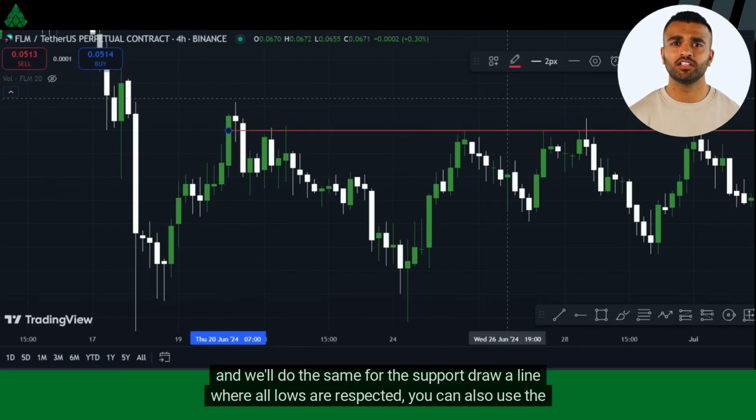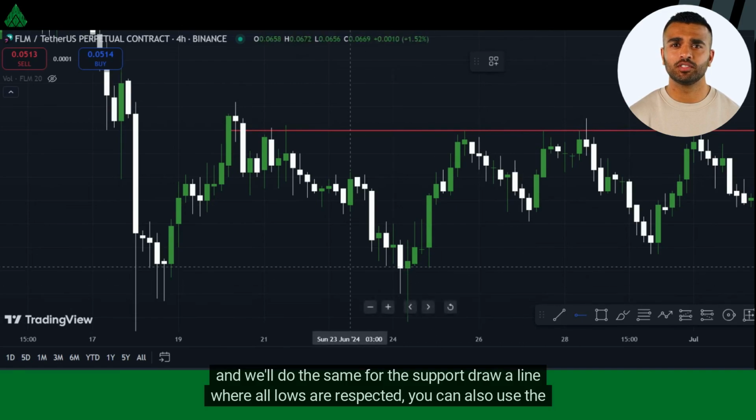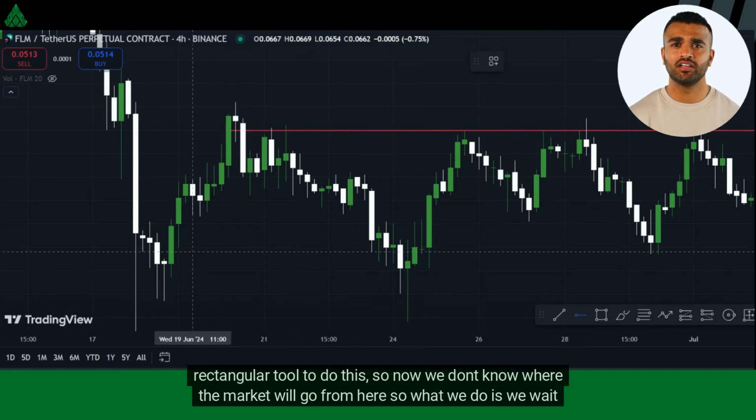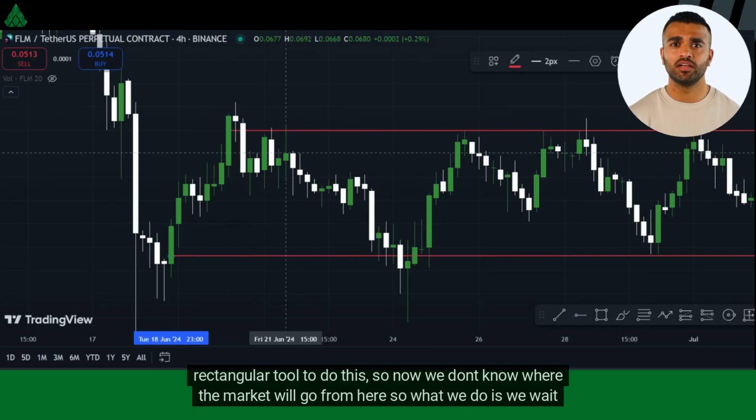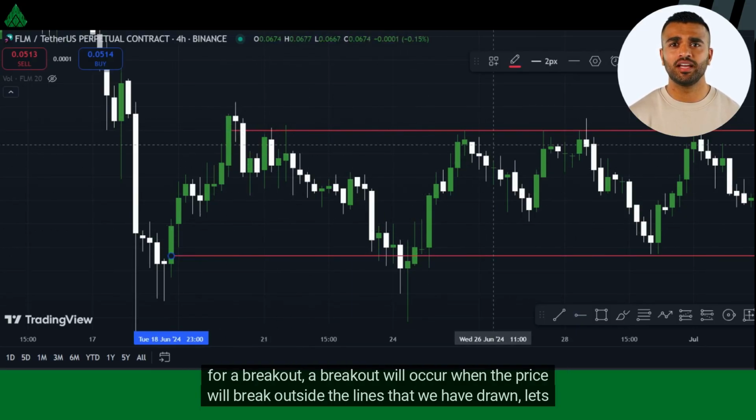And we'll do the same for the support. Draw a line where all lows are respected. You can also use the rectangle tool to do this. So now we don't know where the market will go from here, so what we do is we wait for a breakout. A breakout will occur when the price breaks outside the lines that we have drawn.